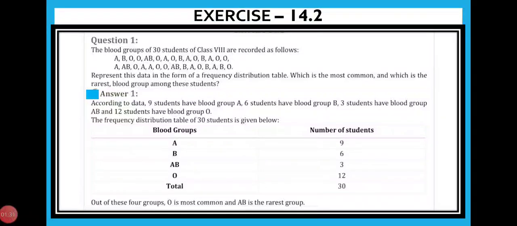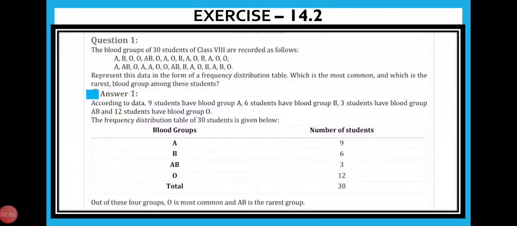Now for this, let's prepare the frequency distribution table. We know that a frequency distribution table is nothing but the given variate and the frequency represented in a table form. So the frequency distribution table of 30 students is given below. We prepare a table with 2 columns, one for the blood group and another for frequency. Frequency is nothing but the number of students having the respective blood group.